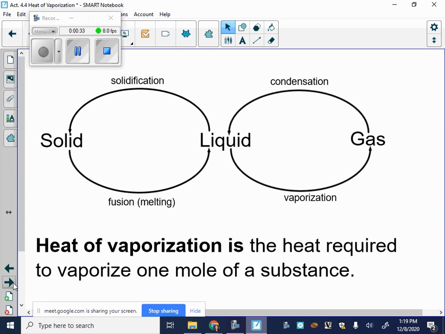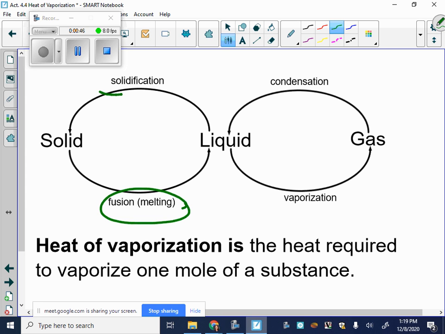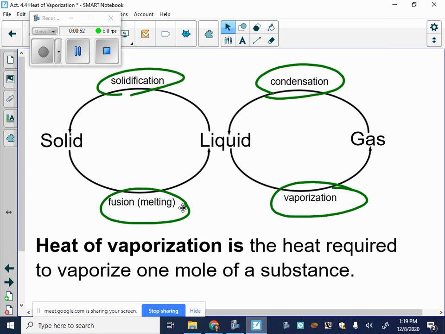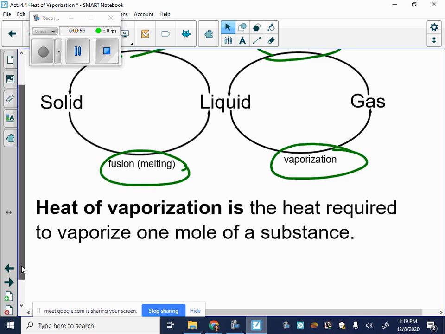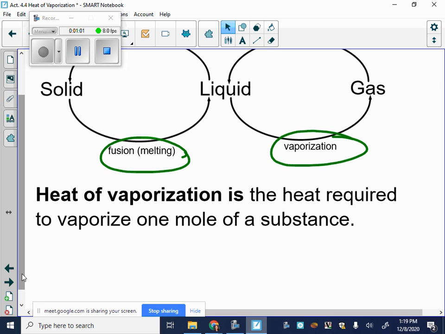All right, and so just a review, our three states of matter are solid, liquid, gas, and these words in the smaller font, those are our phase changes. So the states are solid, liquid, gas, and the others are phase changes. Okay, so we're going to be looking at just phase changes the next two lessons.